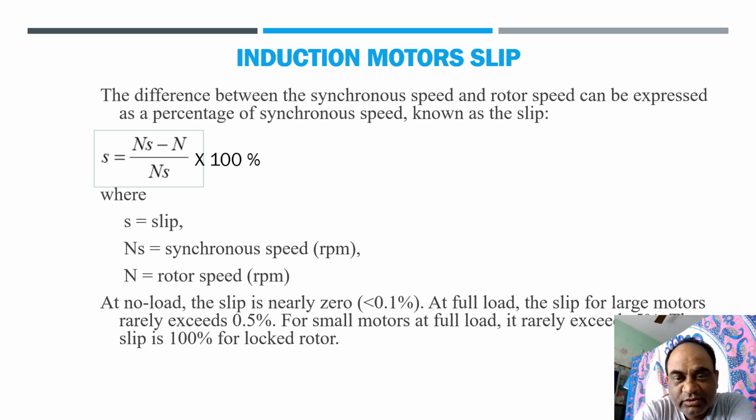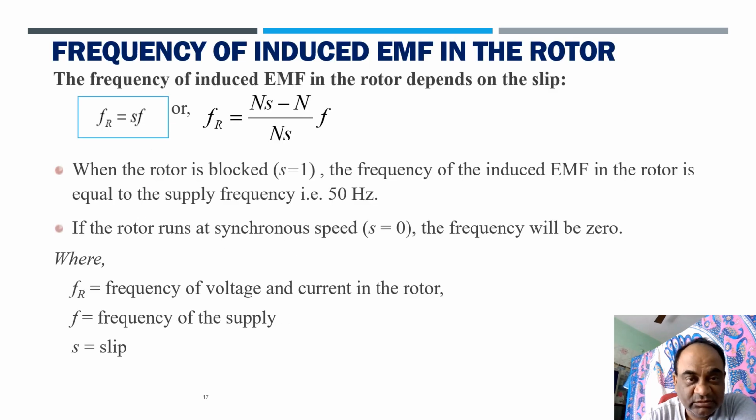And for the small motors at full load, it is near about 0.5%, and slip is 100% for the locked rotor. That is one. Slip is one. If you see it in decimal, slip is one basically.